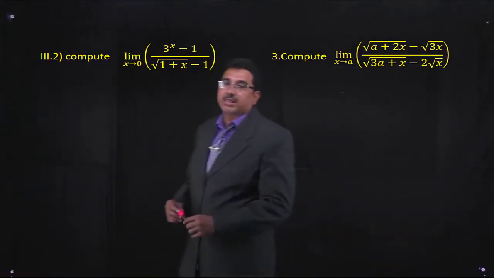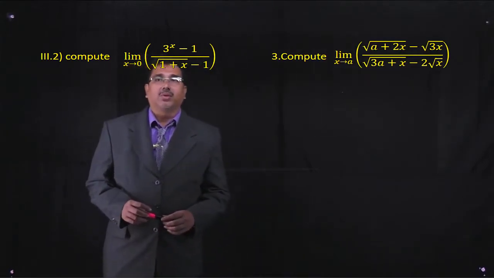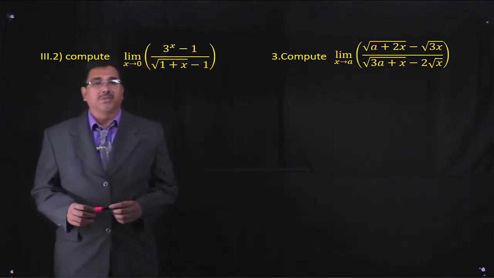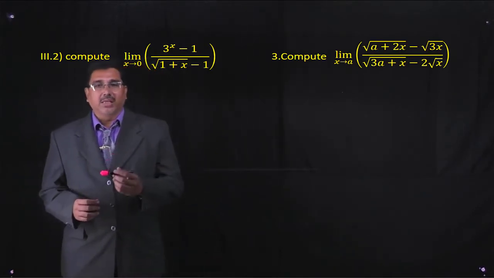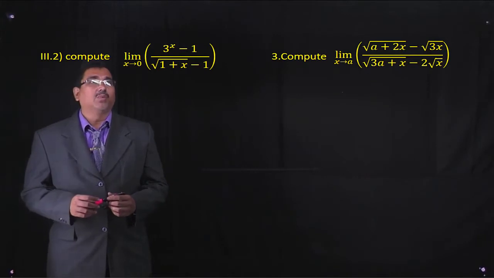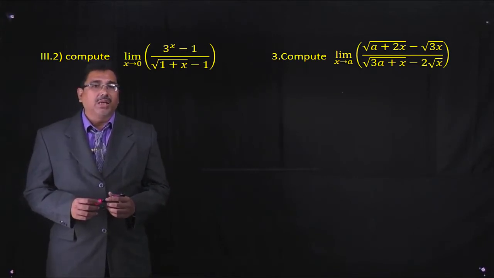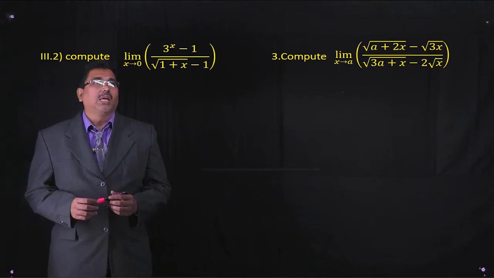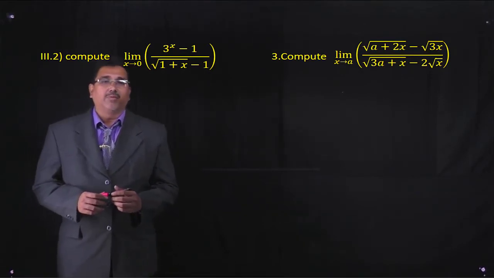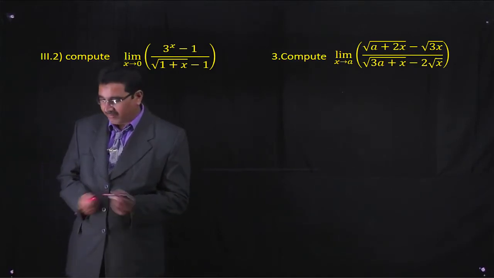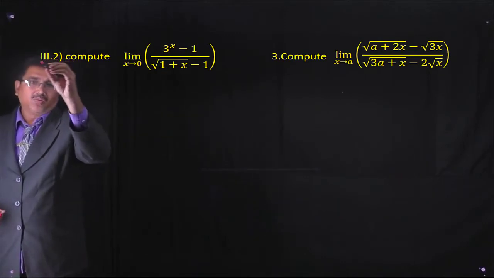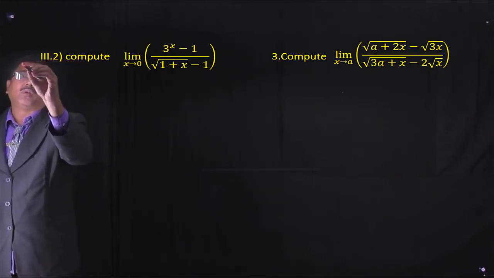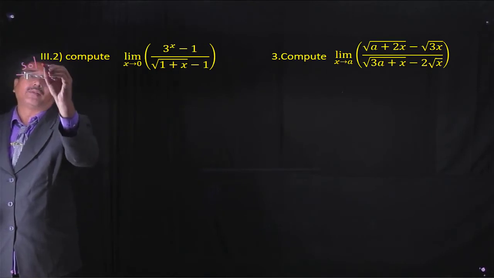Dear students, today we are going to discuss the problems of limits. Question number 2: compute the limit as x tends to 0 of (3^x minus 1) divided by (square root of 1 plus x minus 1). See how to solve this one, the solution of this one.